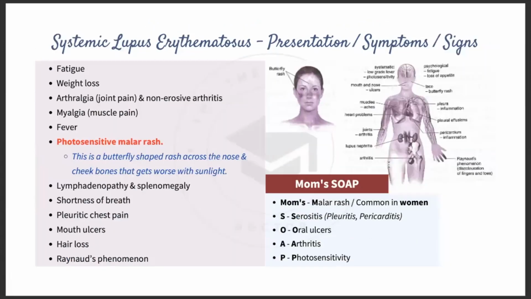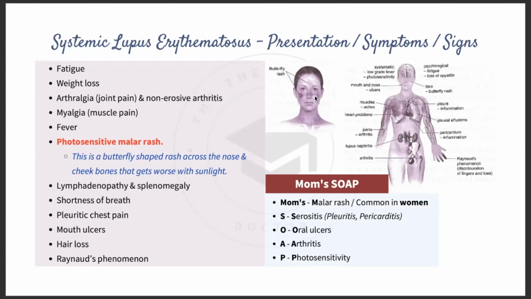So the presentation, symptoms, and signs. First, fatigue, weight loss, arthralgia, which means joint pain, and non-erosive arthritis, myalgia, meaning muscle pain, fever, photosensitive malar rash. So it's a butterfly-shaped rash across the nose and cheekbones that gets worse with sunlight. So this is an example. There's lymphadenopathy and splenomegaly. Splenomegaly means very large spleen, shortness of breath, pleuritic chest pain at the chest area, especially during inhalation, mouth ulcers, hair loss, and Raynaud's phenomenon.